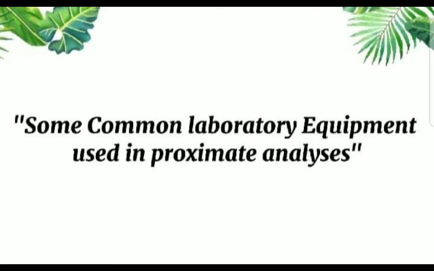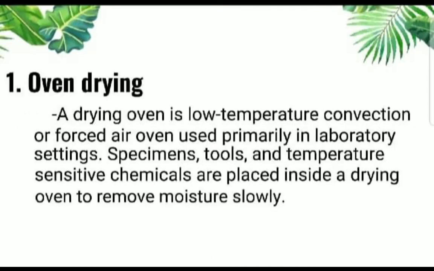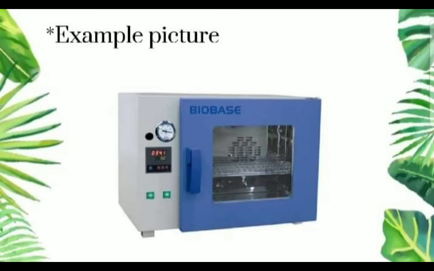The next ones are some common laboratory equipment used in proximate analysis. Oven drying: a drying oven is a low temperature convection or forced air oven used primarily in laboratory settings. Specimens, tools, and temperature-sensitive chemicals are placed inside a drying oven to remove moisture slowly. This picture is an example of oven drying.